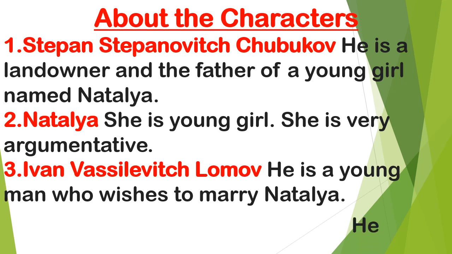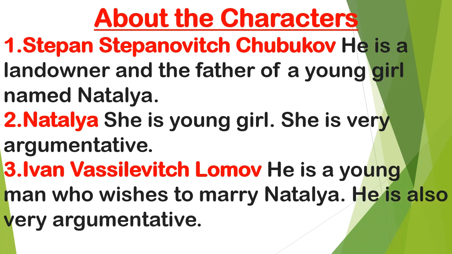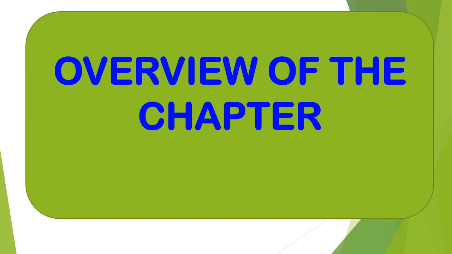Next is Ivan Vasilievich Lomov. He is a young man who wishes to marry Natalia. He is also very argumentative. So these are the main characters of this chapter, The Proposal. After the introduction of the chapter and the main characters, let us read the overview of this chapter heading-wise. So let us start.